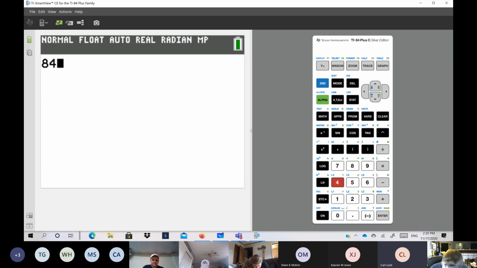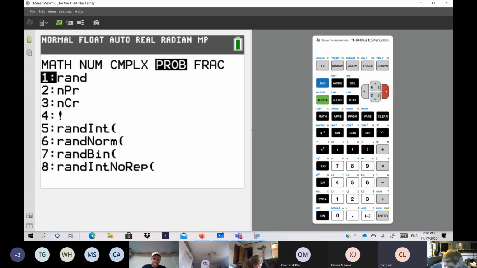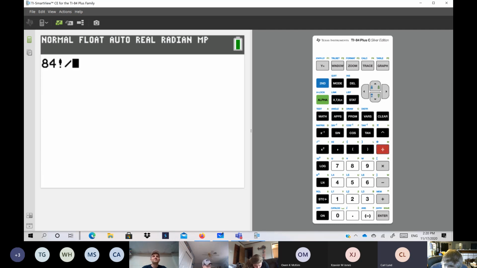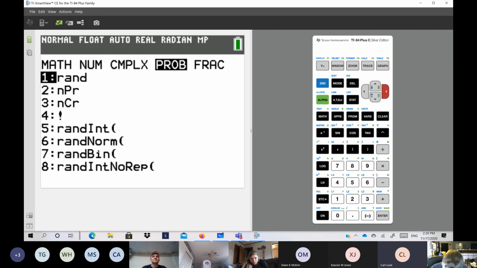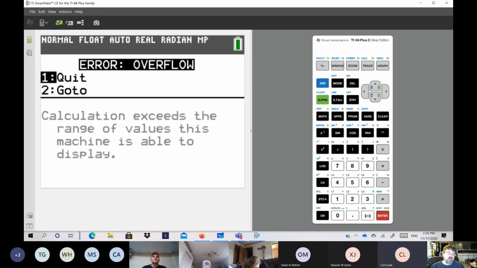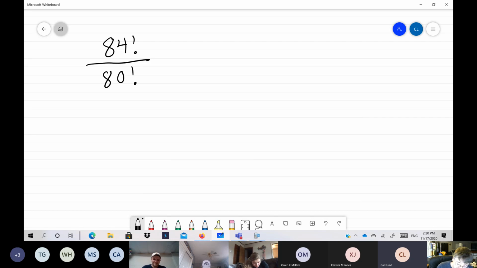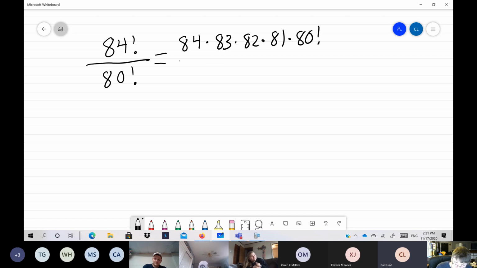So 84 factorial divided by 80 factorial gives me an overflow error. Oh no, whatever can I do? Well, I can resort to doing this by hand. This is going to be 84 times 83 times 82 times 81 times 80 factorial over 80 factorial.